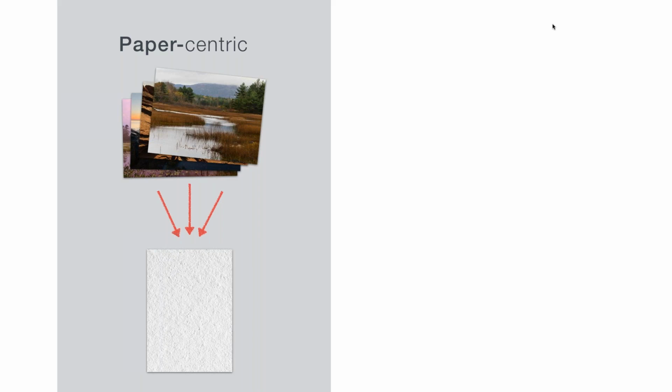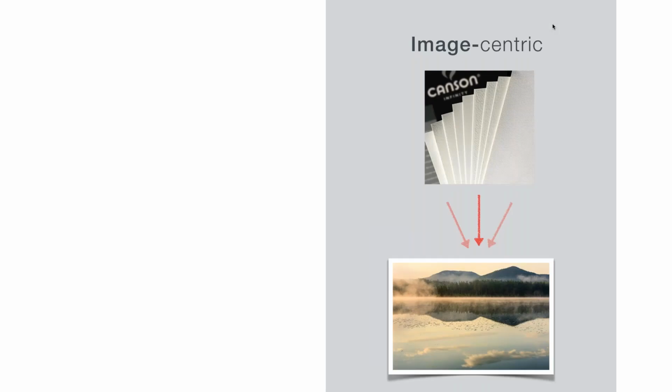One is what I call the paper-centric approach, and that means that you look at different papers, you evaluate how they look, their characteristics, and you decide which paper is best for you, and then you make most, if not all, of your prints on that specific paper. The other approach, the one that I prefer, the one that I use, the one that I advocate, is one that I call the image-centric approach.